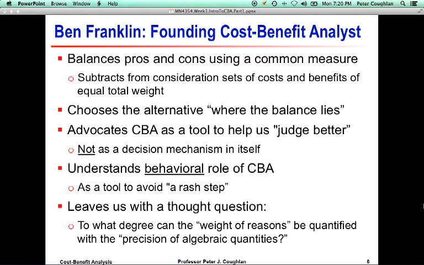Right? And then, once they can be compared, he sort of subtracts from consideration anything on the left that's equal to a set of anything on the right, and vice versa. Right? And ultimately, sees what's left over. Where does the balance lie? Right? And that's the alternative that I've chosen. Where is the ultimate sum of the weighted reasons greater on the side of the costs or the benefits, the pros or the cons? Right?